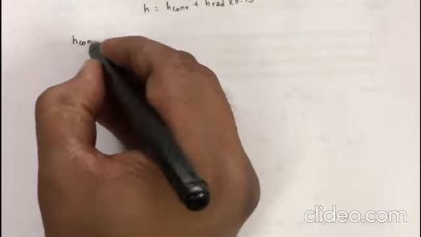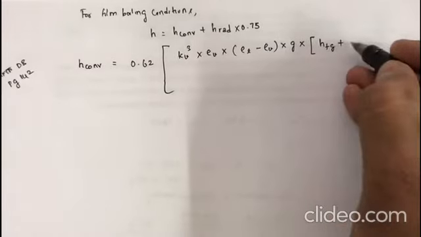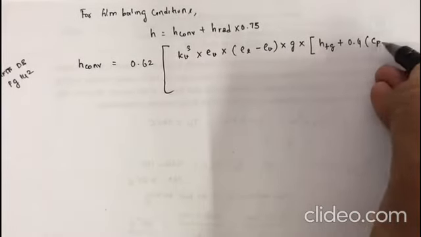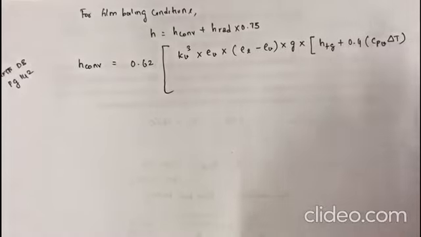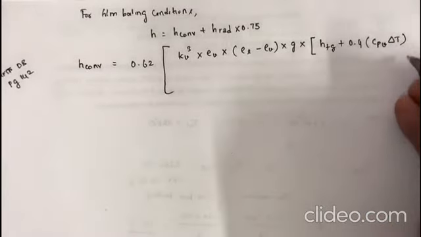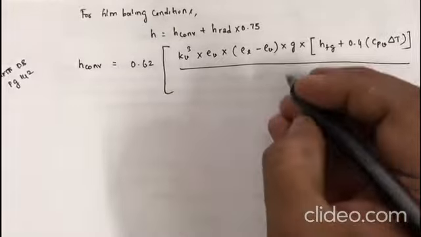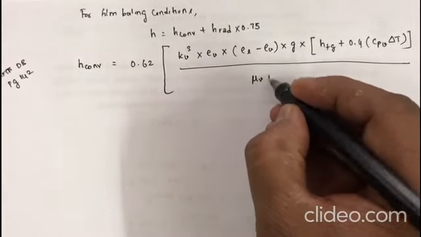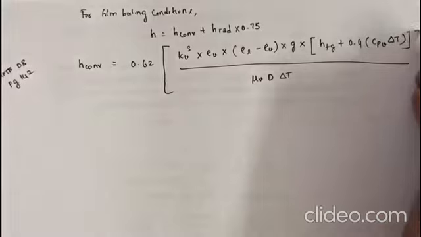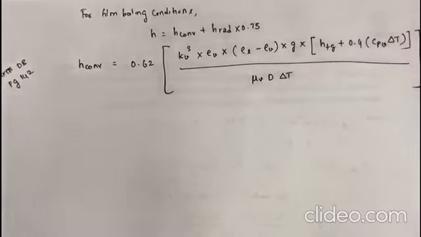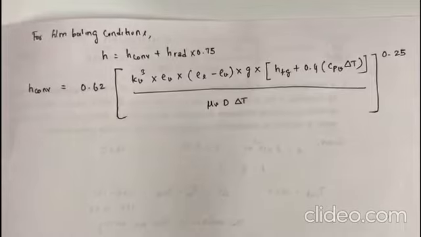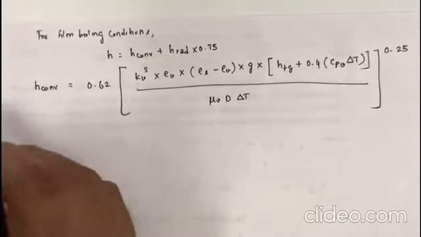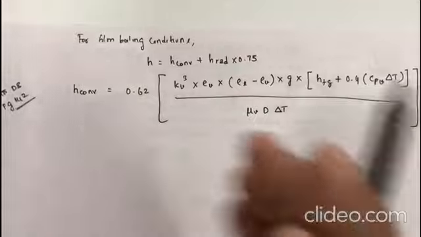So this value of H convection, the equation you can get from the data book, plus 0.4 CPV delta T divided by mu V d delta T, whole power 0.25. So this is going to be your equation. This is available in page number 142 of your data book.